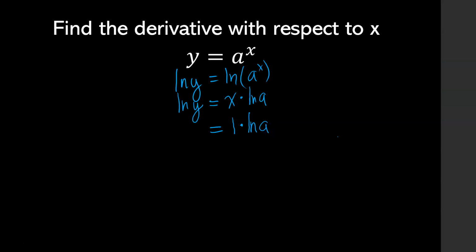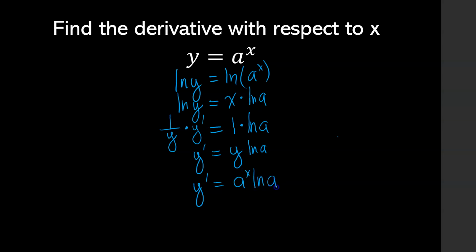What's the derivative of the left-hand side? Natural log of y with respect to x. That would be 1 over y, chain rule, times the derivative of y. Once we solve for y prime, we're going to get y natural log of a on the right-hand side, but we don't want to keep the y. We'll go back to the very first line. y is equal to a to the x. And so the derivative of a to the x is a to the x natural log of a.